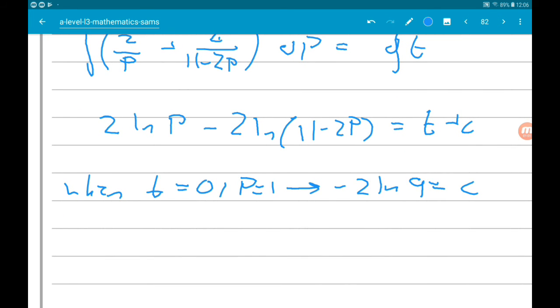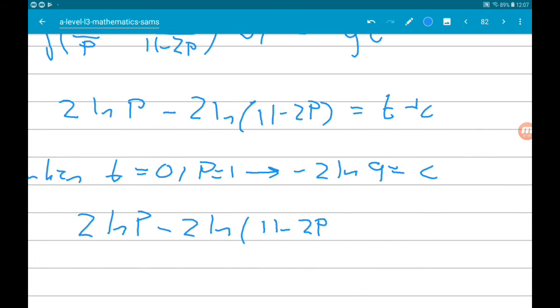So now we know then that 2 log of P minus 2 log of 11 minus 2p add 2 log of 9, so I'm adding the value of c to both sides. So add 2 log 9 is equal to t.